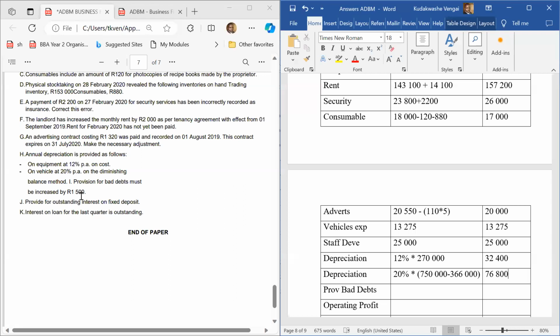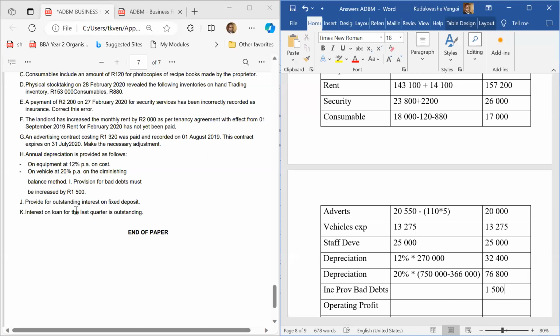must be increased by 1.5. So there's an increase in provision for bad debts. Remember, an increase in provision for bad debts is an expense. So we're going to expense here 1,500. It says increased by, it does not say to. Remember language, English: increased by means they've already calculated for us how much it increased by. So we just put the 1.5 there.